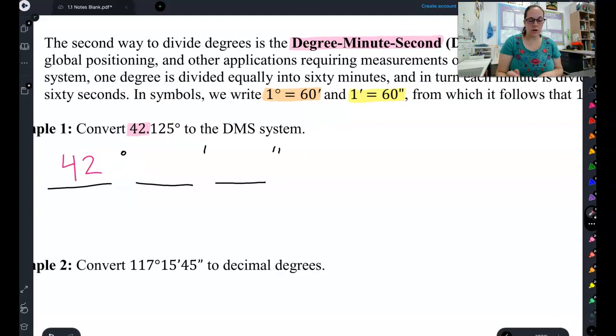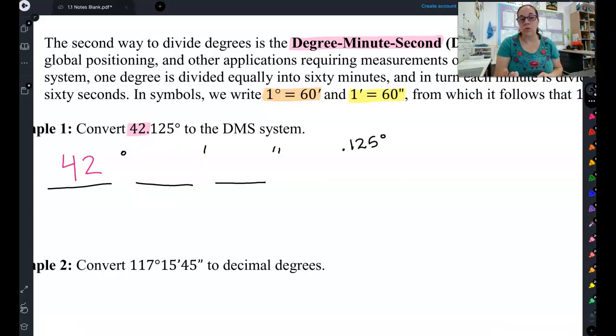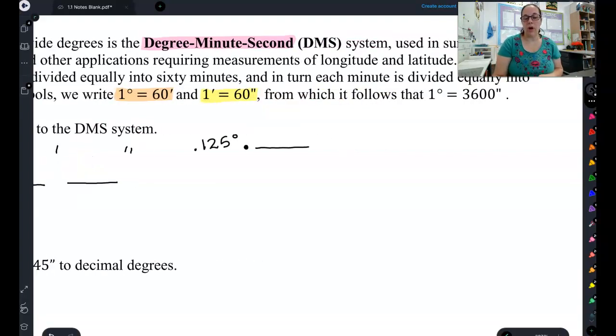So we're going to start by taking this 0.125, and this is in degrees. And the thing is, I don't want it to be degrees, I want it to be in minutes. So I'm going to do a conversion. And we're actually going to do a lot of conversions in this class. Anytime you do a conversion, you start by multiplying, but by what I like to call a complicated looking 1. Here's what I mean by a complicated looking 1.